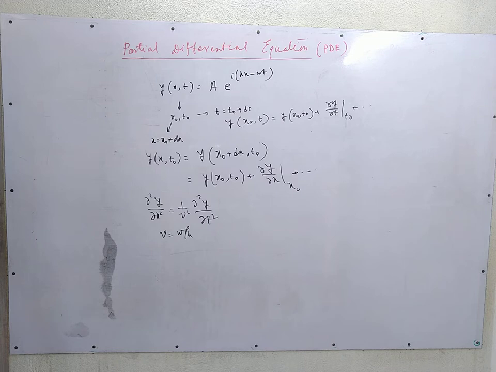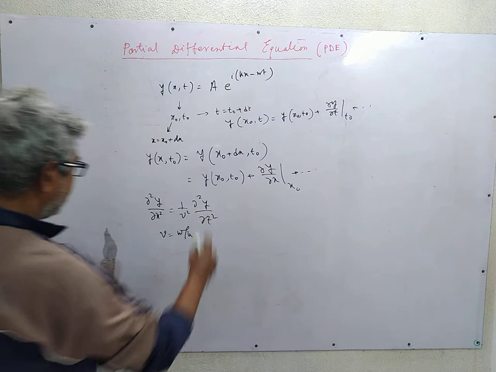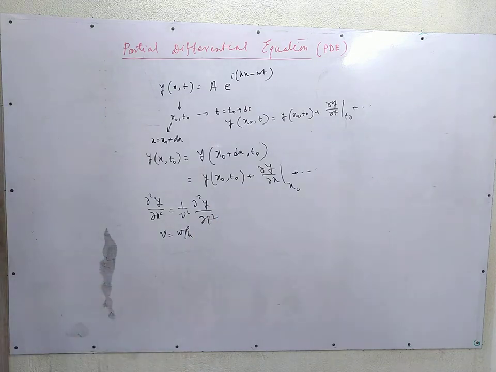In contrast to a partial differential equation, we have an ordinary differential equation, where the function to be found depends only on one independent variable. In that sense, Legendre, Hermite, Laguerre, Bessel, these are examples of ordinary differential equations. So this is a wave equation which is a partial differential equation involving two variables x and t.